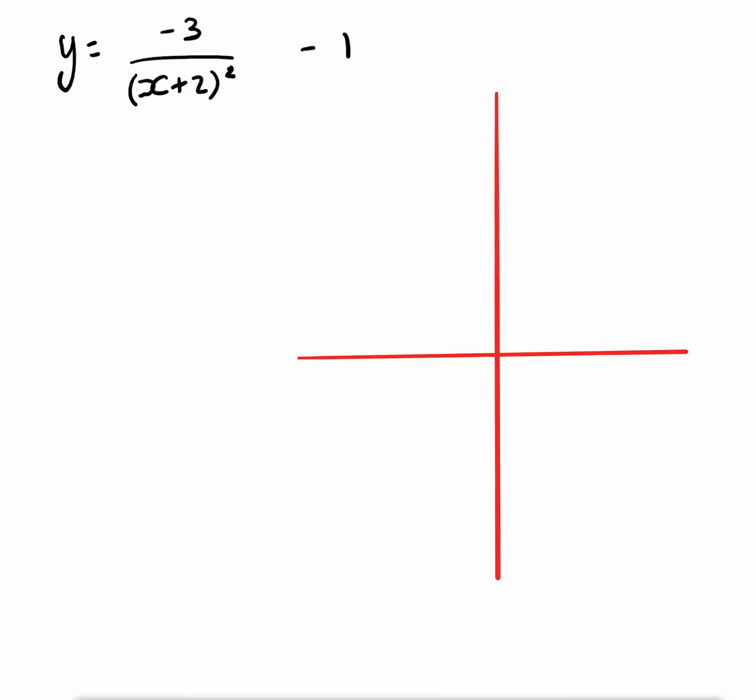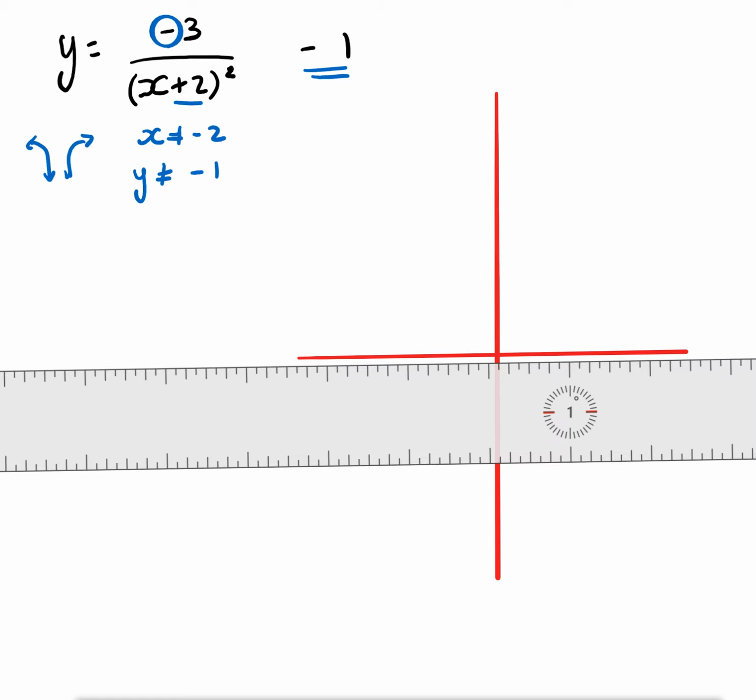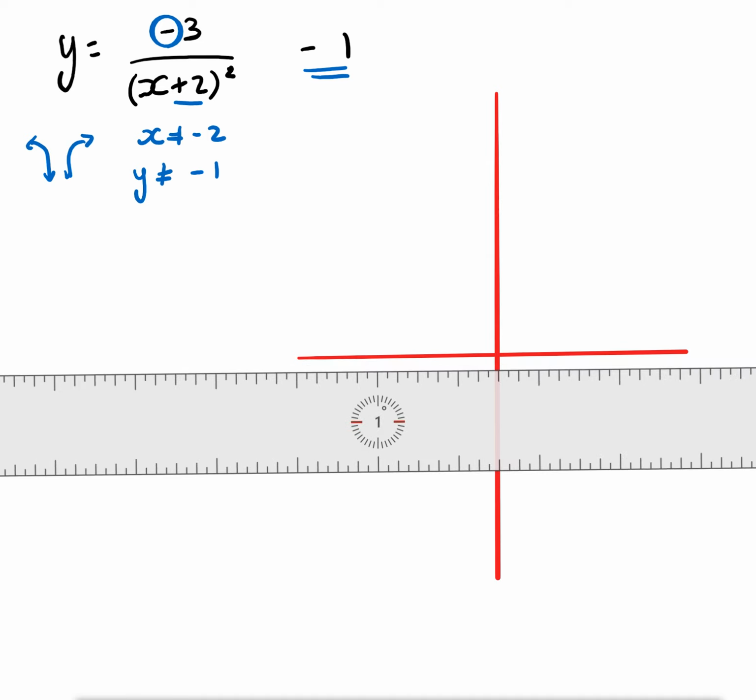Okay, so starting with what we know, we can see here that the graph has actually been reflected. So there's a negative 3 at the top there. That's telling me that my general shape will now go down as it approaches that asymptote. I can see that my vertical asymptote is at negative 2, and my horizontal asymptote is at negative 1.